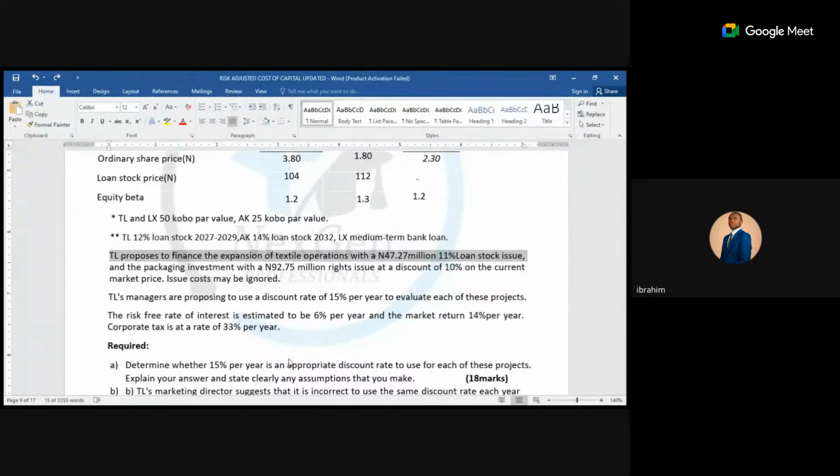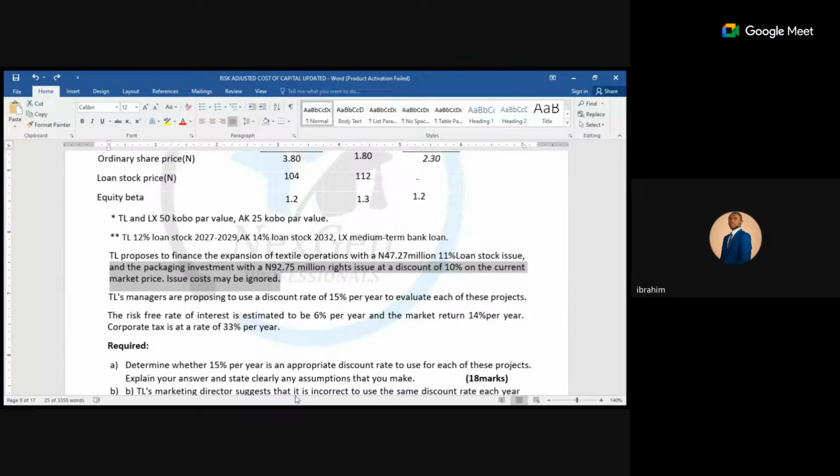But they will now finance that expansion with what? With loan stock. And the packaging investment with a 92.75 million rights issue. So this is a rights issue at a discount of 10% on the current market price. Meaning, what is a rights issue? I think one of the financial institutions is actually doing a rights issue currently, right? And what is a rights issue? It is when you issue shares below the market price, or at a discounted price, to the existing shareholders, right?